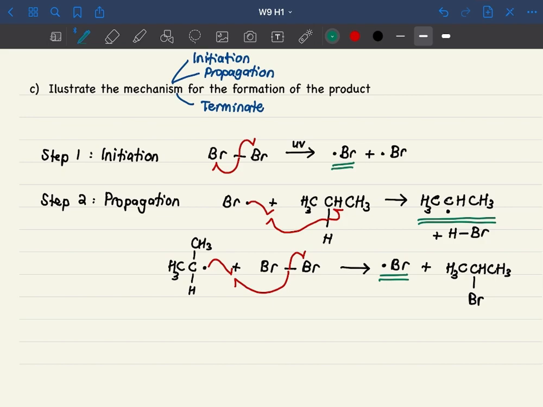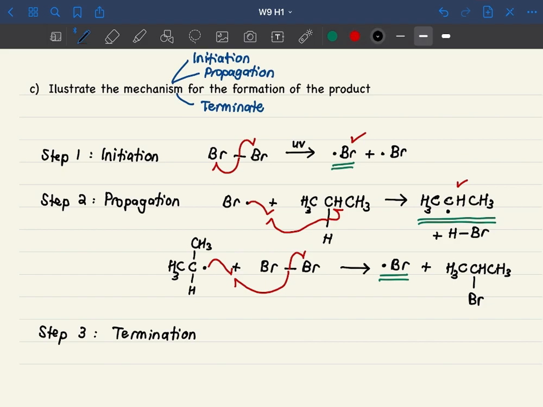And lastly, step number 3 is called termination. Termination steps involve all the radicals being eliminated. This means we have formed 2 radicals, Br and also CH3. Now we are going to combine the same radicals, so we're going to have 2 products. And lastly, combine one new radical with another radical. We're going to show this by using the curly arrow.